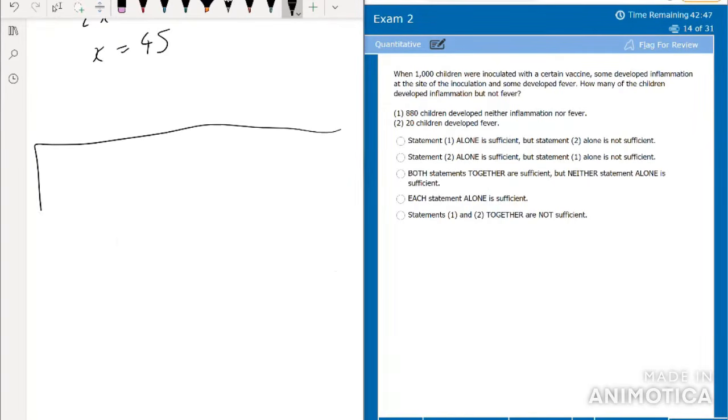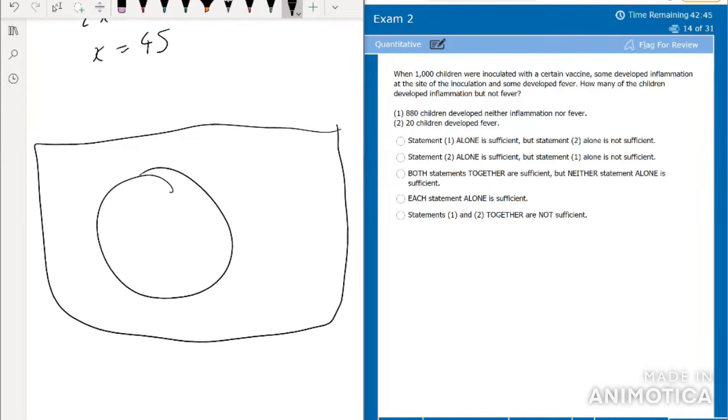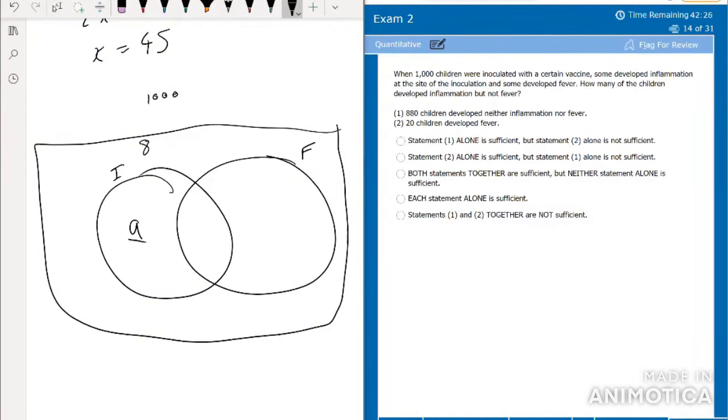Okay, this looks like a Venn diagram immediately. So we've got inflammation and fever, and we've got 1,000 in total. 880 developed neither. Oh, and we want to know how many developed inflammation but not fever. So we want to know this, A.